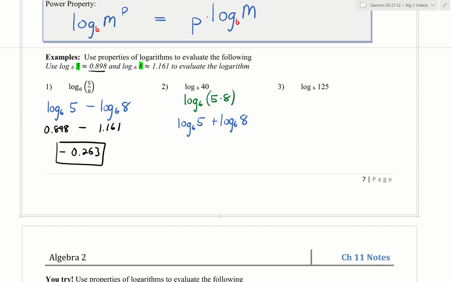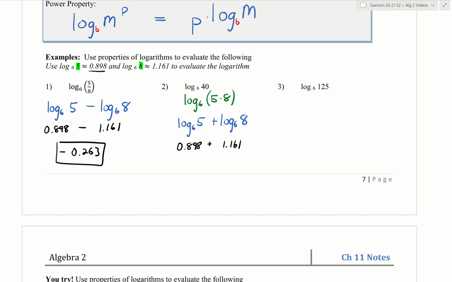So now we're going to add those values together. This is 0.898 plus 1.161. Plug those in the calculator. 0.898 plus 1.161 is approximately 2.059.